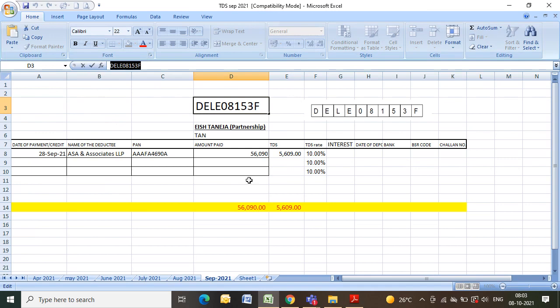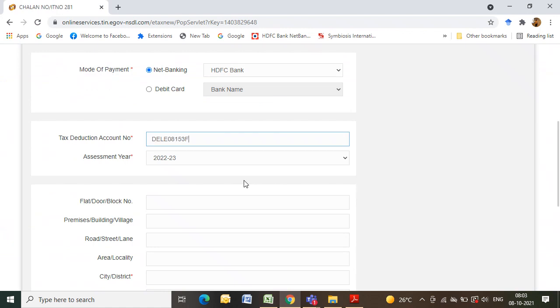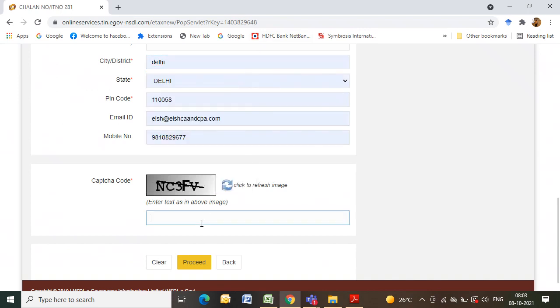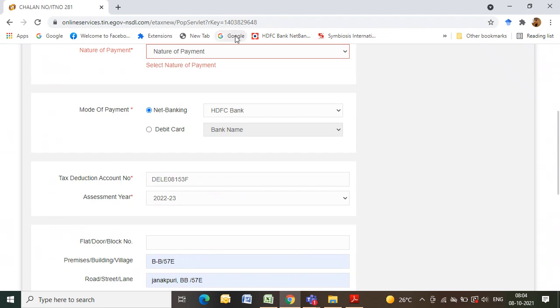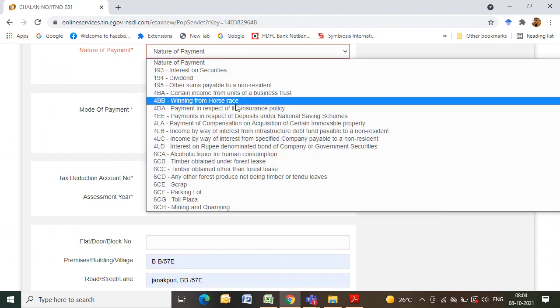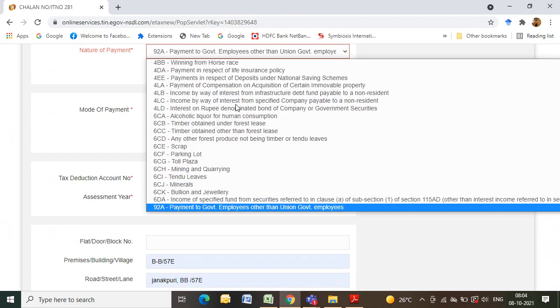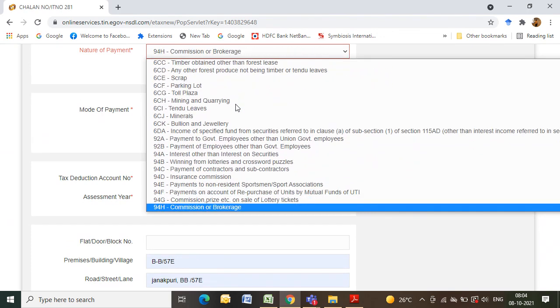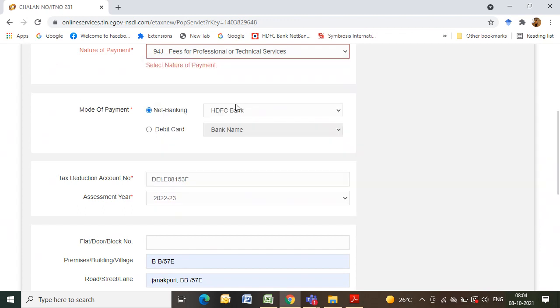TDS number. So I go here and put my TDS number, and the moment I enter into this, I just put my details. I give here the captcha and I go into proceed. Okay, so nature of payment is 94J. So I'm deducting and making payment to professionals. Let us say this is the one I choose.